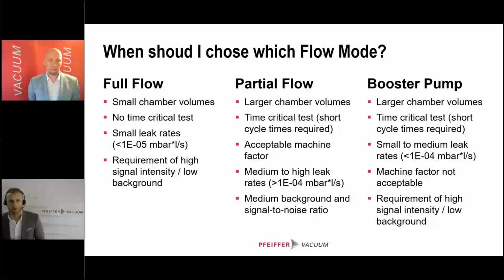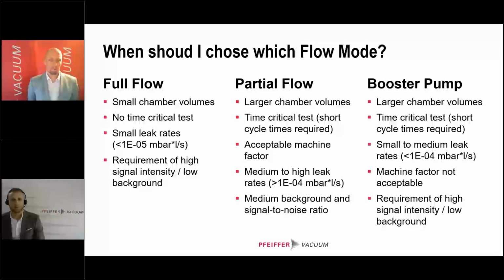On the other hand, the partial flow should be used whenever you have large chamber volumes and you do not have that much time to test and you want to have a short cycle time. Then you necessarily need to run in the partial flow or at least have the usage of a booster pump. When your machine factor is acceptable, then you do not need this additional booster pump and you can just operate the leak detector right next to a normal vacuum pump. And you will end up with a medium background and a medium signal to noise ratio.